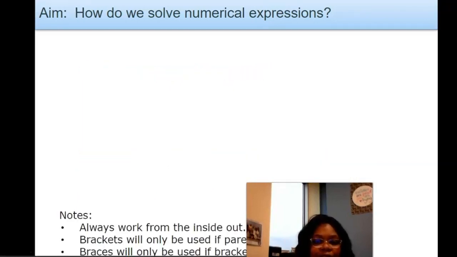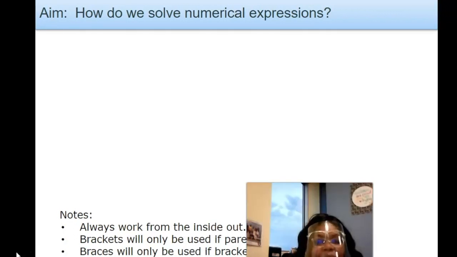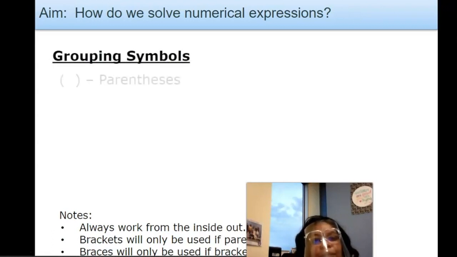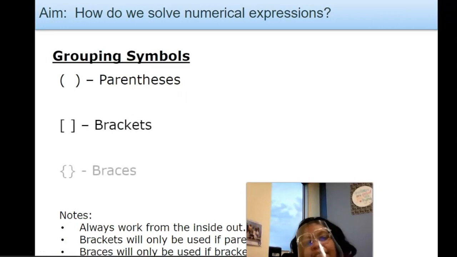So just as a reminder, always work your problem from the inside out. Make sure you only use brackets if parentheses are present. Braces are only used if brackets and parentheses are present. All right, so make sure you work your problems from the inside out. Your brackets are only going to be used if parentheses are present, and braces are only going to be used if brackets and parentheses are present. So let's look at our grouping symbols. Those are your parentheses. These are your brackets. These are your braces.